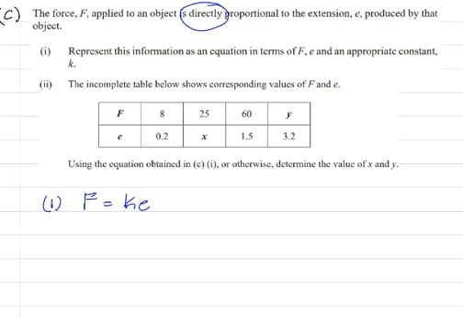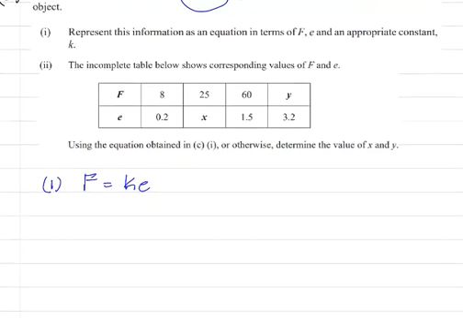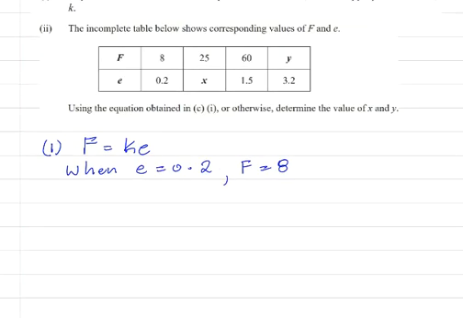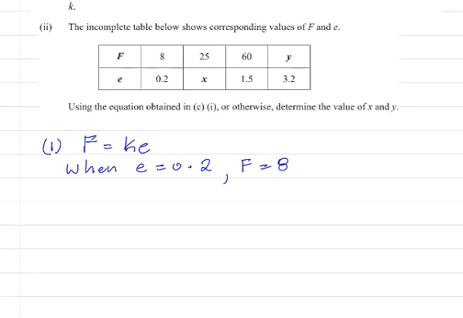All right, so typically a variation question is a four-step flow. Step one is to come up with this equation. The second step is to determine the value of the constant k. K is called the constant of variation. So to do that, I'm going to say when E is equal to 0.2, F is equal to 8. So I'm going to put that information into the equation to determine the value of k. So 8 is equal to k times 0.2.